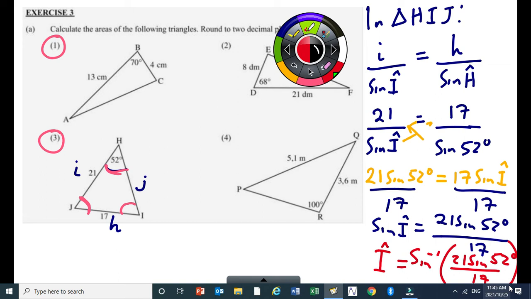You press shift sine, then fraction option, 21 sine 52 over 17. 76. Okay, so angle I is 76 degrees. Right? So that's the size of this angle.